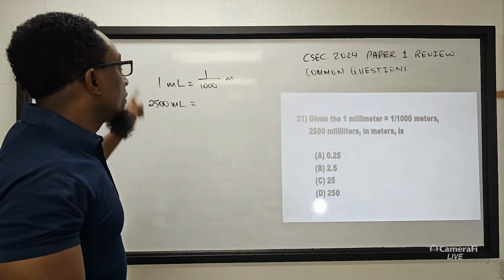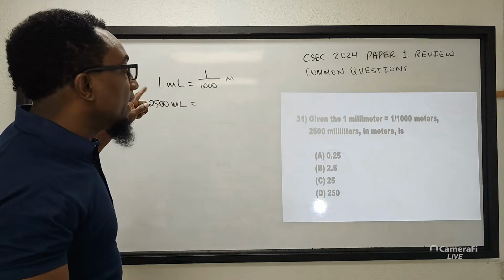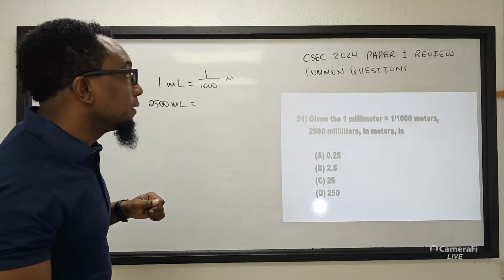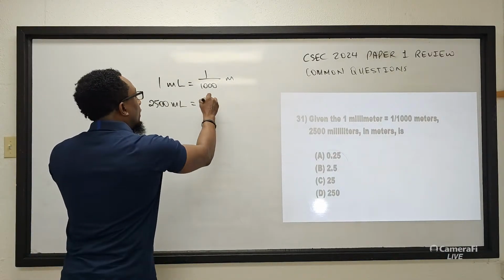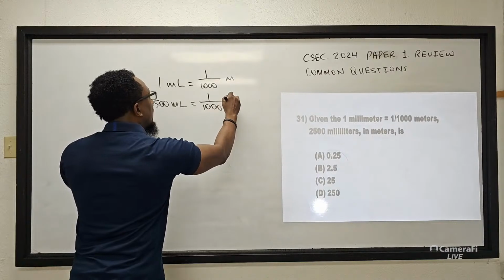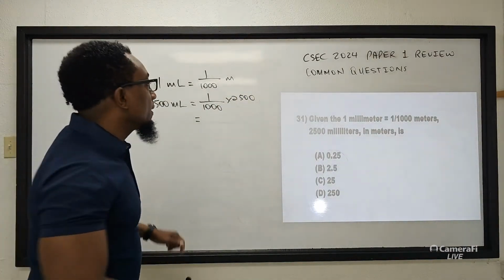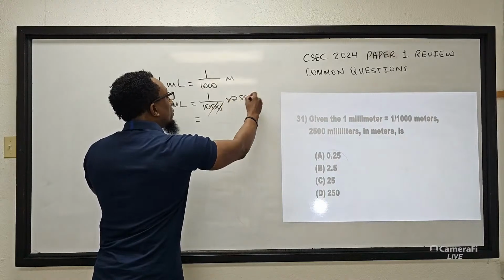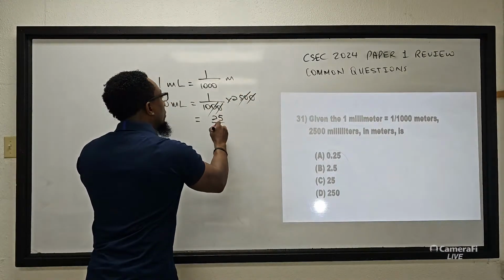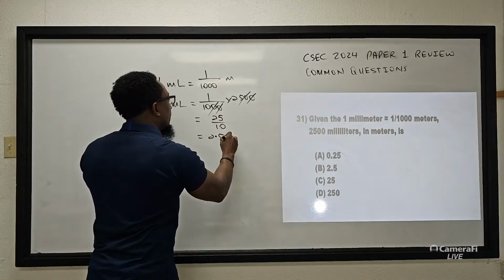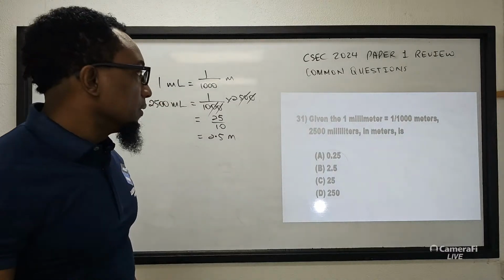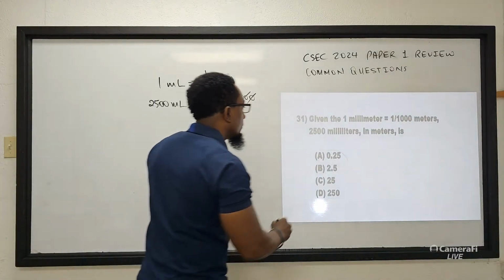Again, if you know what 1 is equal to, then we can find what 2,500 is equal to, which is 1 all over 1,000 times 2,500. And that will give us what? 0 goes, 0 goes, 0 goes, 25 all over 10, which is 2.5 meters. So the answer there is B.